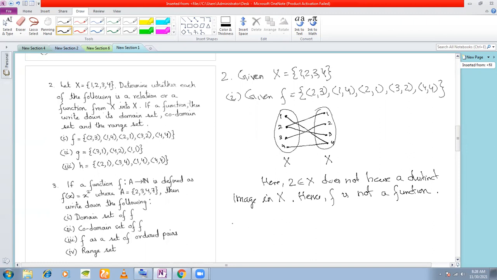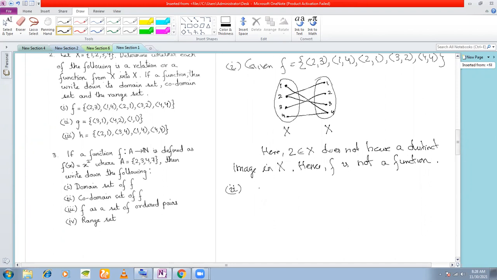So if not a function, then it's said that only if it is a function, then only you write the domain set, codomain set, and the range set. So we will not write the domain, codomain, and range set for this. Now look at the second one. In this case, the given ordered pairs are (3, 1), (4, 2), (1, 1). Okay.